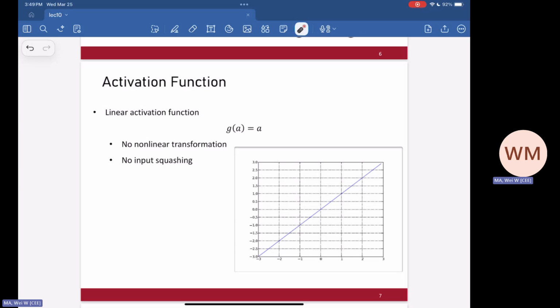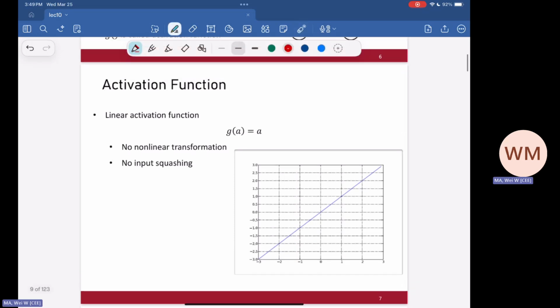Okay, so this one, most of the time we won't use it in neural networks. I just want you to know that this exists, but it's not very commonly used.